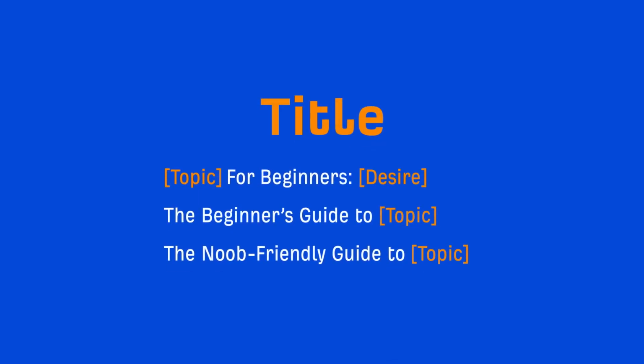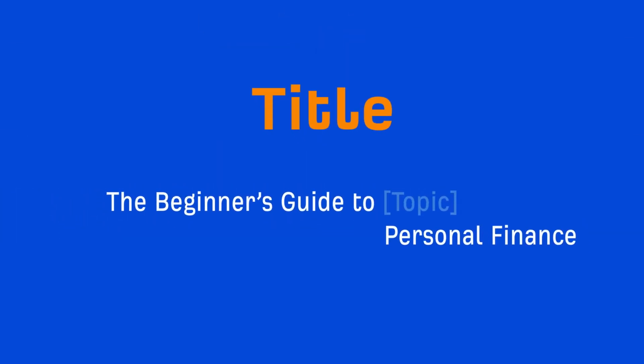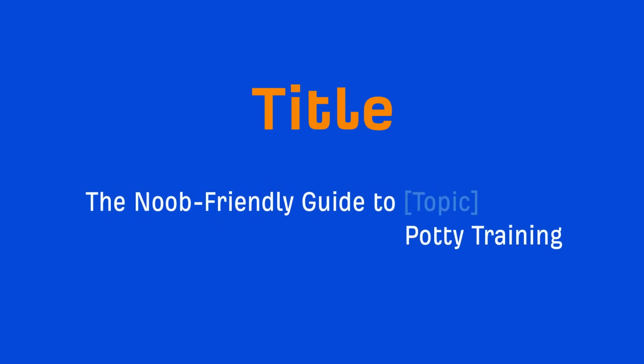Now, for the title, we want to create something that'll appeal to absolute beginners. You can use any of these templates to help you get a working title going. Let's fill them in. SEO for beginners: How to rank #1 in Google. The Beginner's Guide to Personal Finance. The Noob-Friendly Guide to Potty Training.